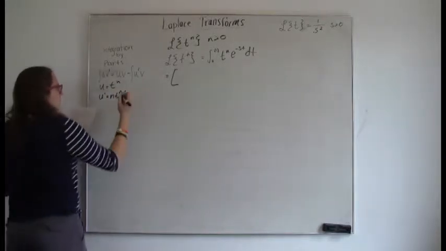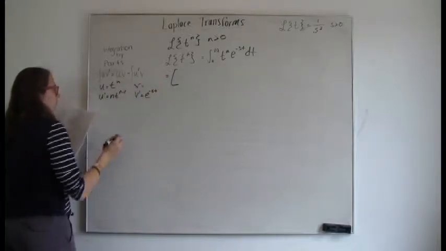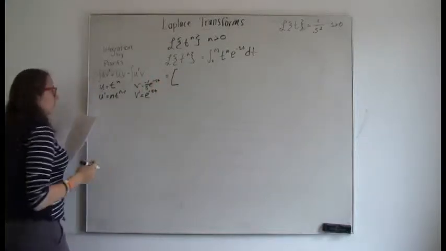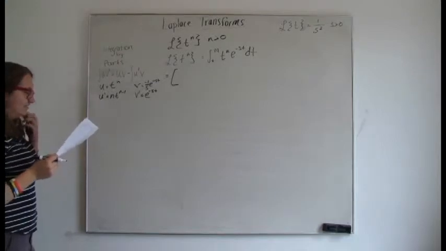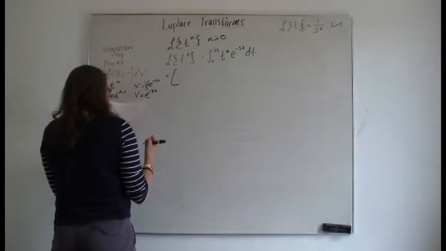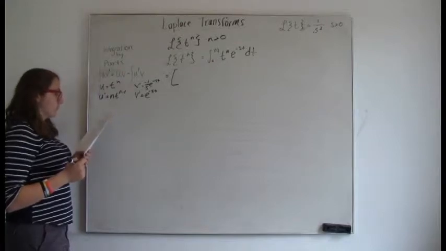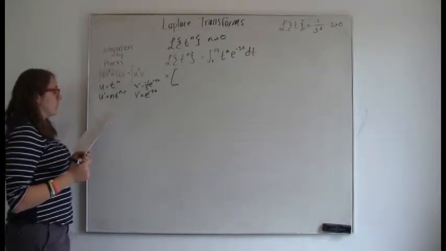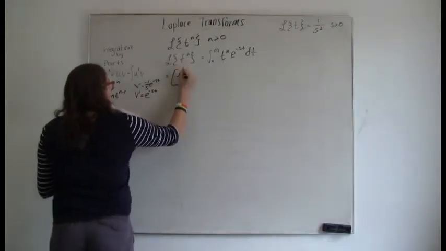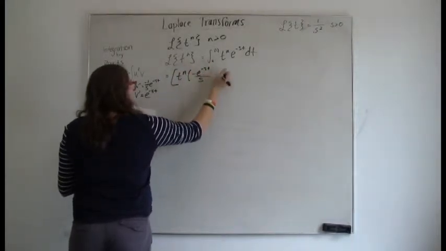Then that means that v prime is going to be e to the negative st, which means that integrating that, v would be negative e to the negative st all over s. So now let's plug this back in. As we remember from integration by parts, what we have written currently is the integral of u v prime, and we want it in terms of uv minus the integral of u prime times v. So let's multiply u and v together. We have u is t to the n, and v is negative e to the negative st over s.